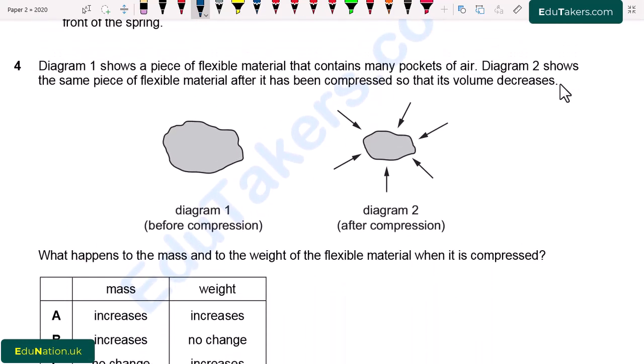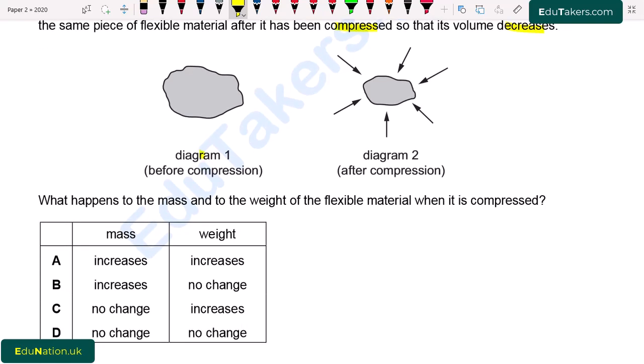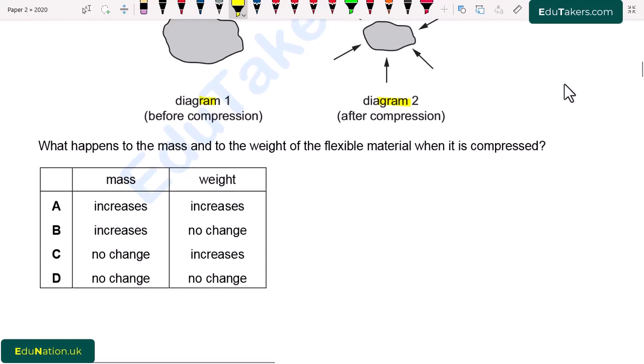Question number 4. Diagram 1 shows a piece of flexible material that contains many pockets of air. Diagram 2 shows the same piece of flexible material after it has been compressed so that its volume decreases. Here are two diagrams, diagram 1 which is before compression and diagram 2 when we compress it. What happens to the mass and to the weight of the flexible material when it is compressed?